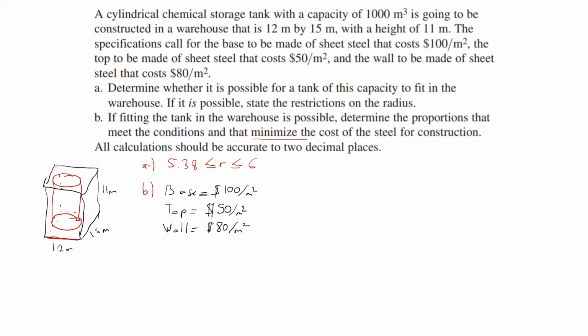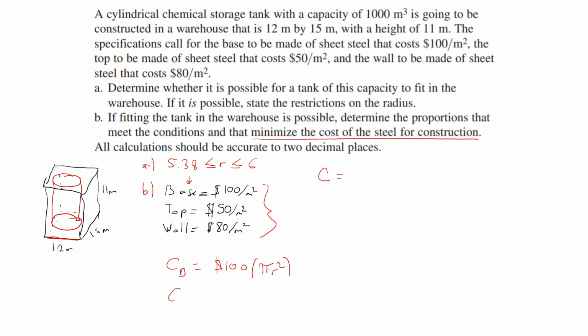And because it says minimize the cost of the steel for construction, it's going to be a function depending on the cost, and it's going to be on these values given, right? So I'll start with a cost equaling to, like always, let's start with cost of my base, right? So cost of my base is $100 per meter squared, but I know this is for base. So because it's per meter squared, I'm going to have $100 and multiply that by the area. So area for my base is pi r squared.